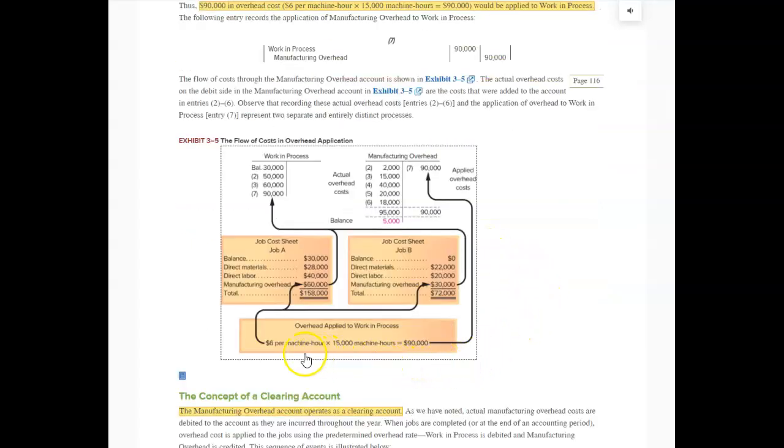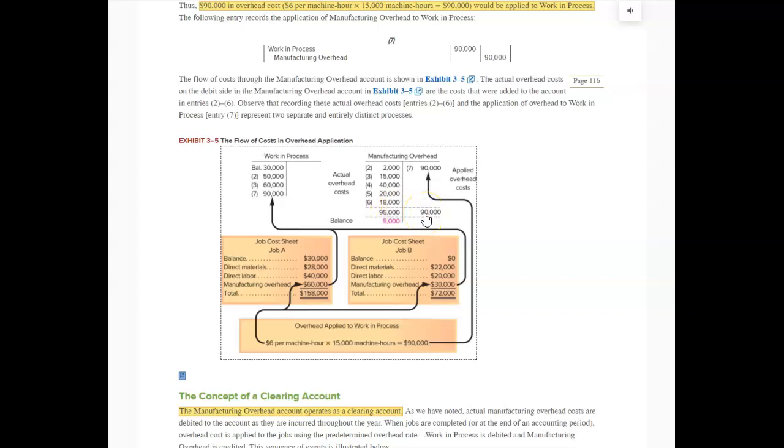And here's the entry, $90,000. $60,000 goes to job A, which had 10,000 hours, and $30,000 goes to job B because it had 5,000 hours. But you can see the entry. We debit work in process inventory, $90,000. Credit manufacturing overhead, $90,000. So for a minute, look at this manufacturing overhead account. We have the debits here, the credits here. We've gone through these debits, and they total $95,000. What this represents is $95,000 of actual overhead cost for this month.